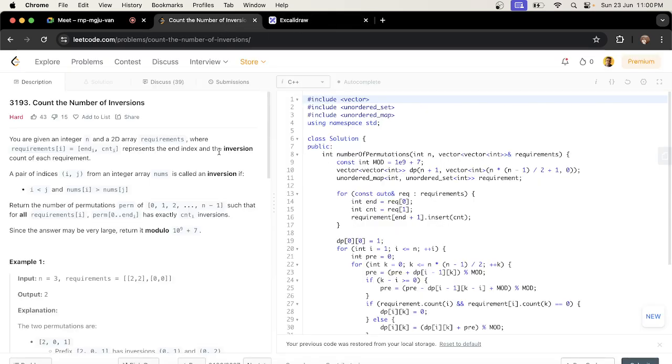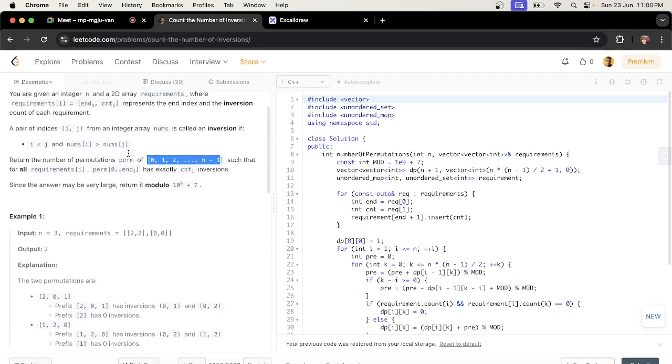Okay, so let's read the question first. It says that you are given a permutation from 0 to n minus 1, so it will have 0, 1, 2 till n minus 1. And you are given some requirements.